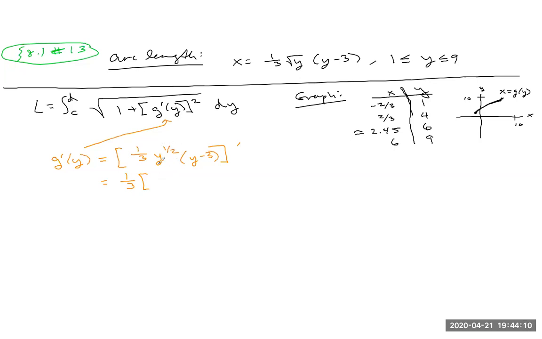And then from here, we get y to the 3/2 minus 3y to the 1/2, prime. Okay, so I factored out my 1/3, and then I went ahead and distributed the y to the 1/2 in here to get to this step. Okay, so now I'm going to keep the 1/3 and then actually take the derivative. We get 3/2 y to the 1/2 minus 3/2 y to the negative 1/2.